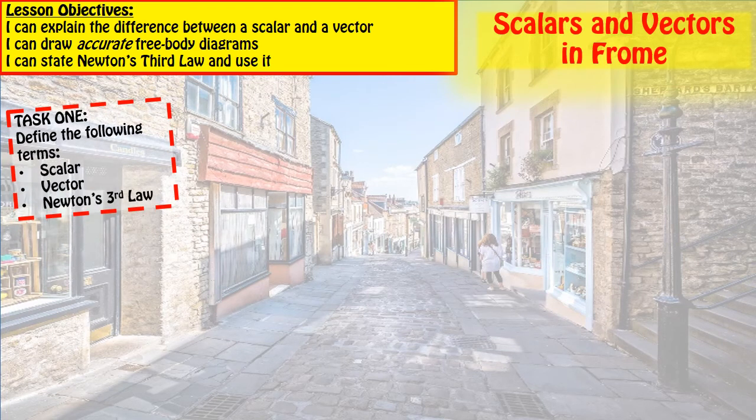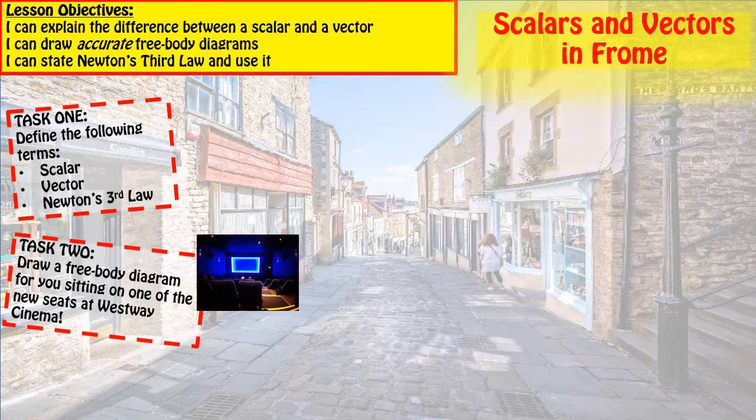So, here are your final tasks, like we did last lesson. You're going to have a few tasks to do. You just do them in your book, and then you can email these to your teacher. So task 1 is define scalar, vector, and Newton's third law. Task 2, draw a free body diagram for you sitting on one of the new seats at the Westway Cinema. So free body diagram, draw a box and an arrow diagram. See if you can think about if you'd be stationary, would your forces be in equilibrium, would the arrows be the same size or not, would they be in opposite directions or not.